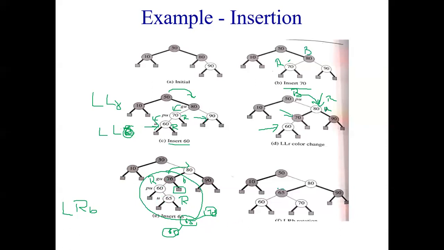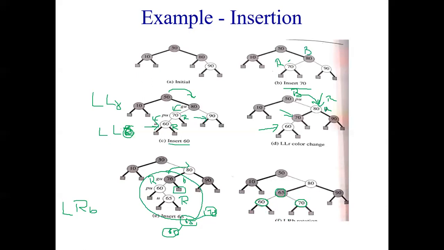65 will become the root of the tree, and 70 will become the right child of 65. 60 is already the left child of 65. There is no other child for 60 or 70, so there is no other shifting. So this is the resultant tree you are getting. We discussed that.